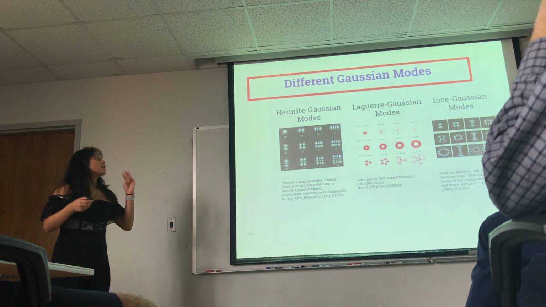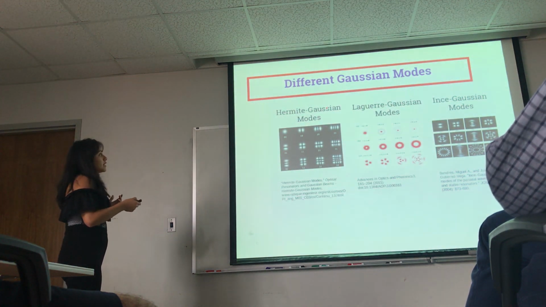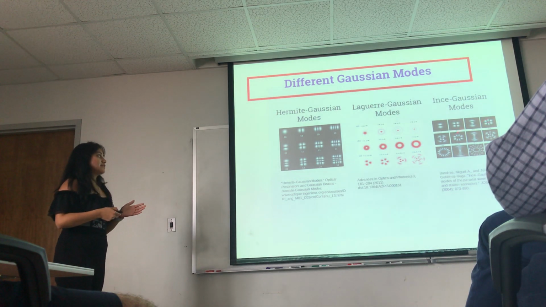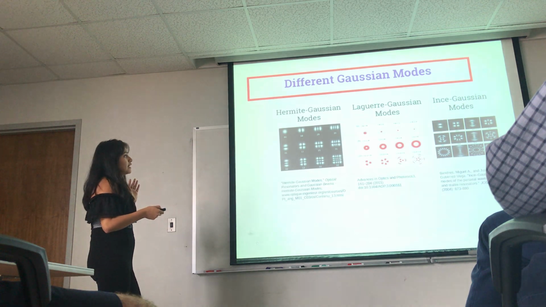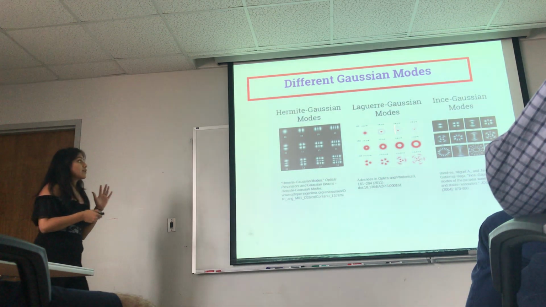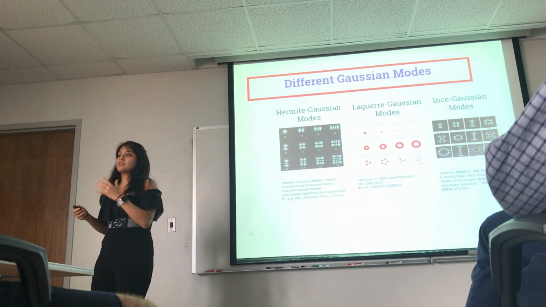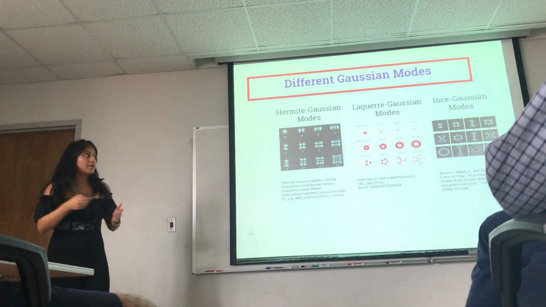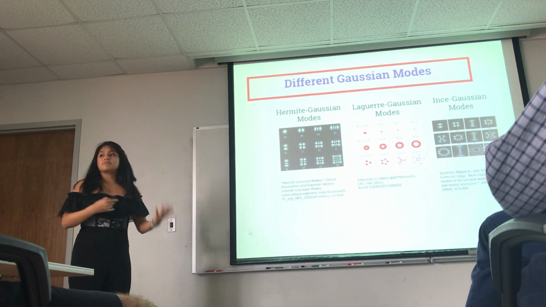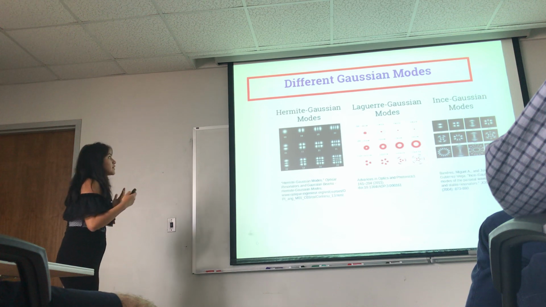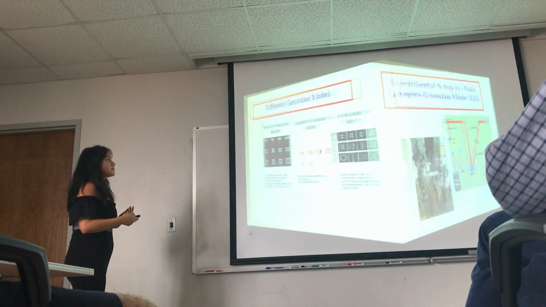And it can create three types of modes. So we have the Hermite Gaussian mode, we have the Laguerre Gaussian mode, which we're going to speak mostly about, and then we have the Ince Gaussian mode. So the thing about the Laguerre Gaussian mode is that it helps a lot with transferring optical information. So this is why we really want to talk about this, because this is how we want this to be implemented, in transferring optical information.